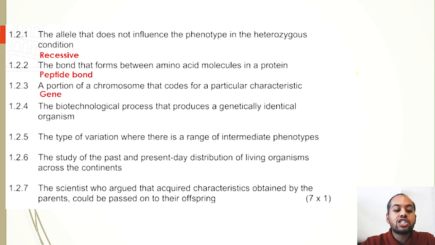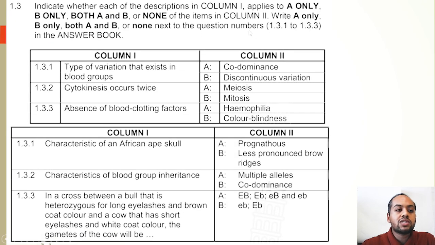The biotechnological process that produces a genetically identical organism is referred to as cloning. The type of variation where there is a range of intermediate phenotypes is referred to as continuous variation. The study of the past and present day distribution of living organisms across the continents is referred to as biogeography. The scientist who argued that acquired characteristics obtained by parents could be passed on to their offspring is going to be Lamarck. The next question looks at 1.3.